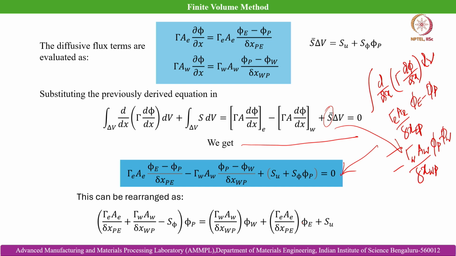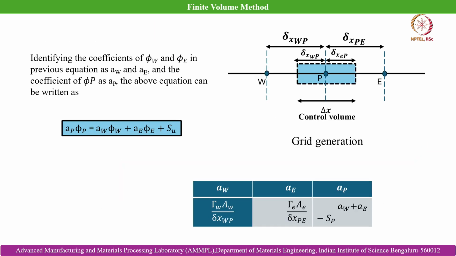So, here we can write the coefficient of phi P at grid point P as A P, and this one as A W, that is the coefficient of the property phi at the west node of the domain, which is at the west side of the control volume, and this is the coefficient of the property phi at the east node, which is situated at the east of the center point of the control volume, that is P, as A E. So, then we arrive at the expression A P is equal to A W plus A E plus S U.